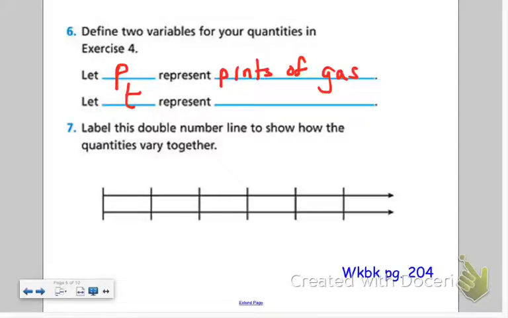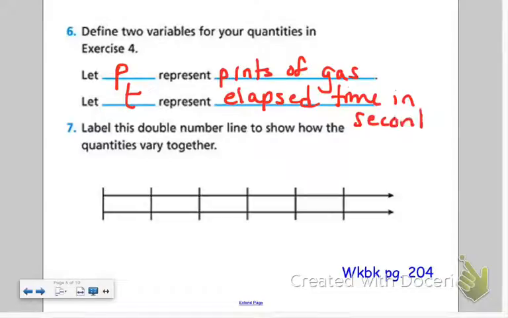So T represents the elapsed time in seconds. Okay? And you don't have to use P and T, your choice. You can come up with your own variable if you want. Now we're going to label our double number line to show how the quantities vary together.